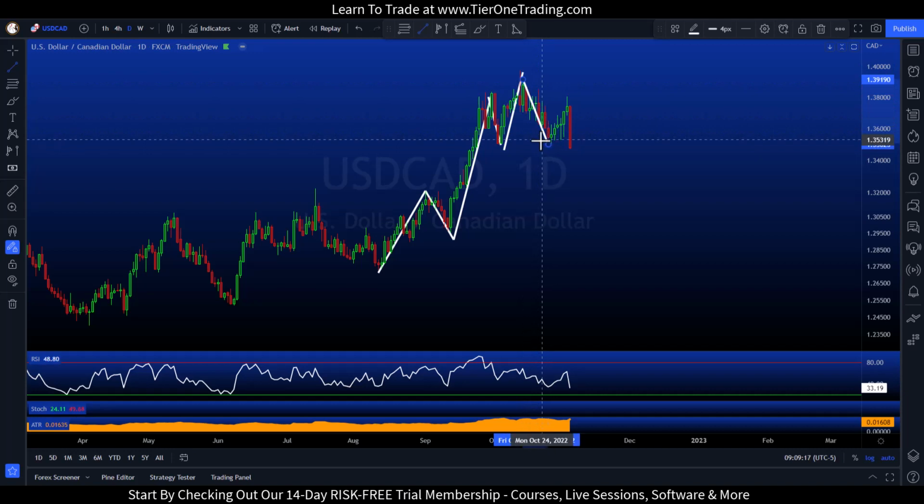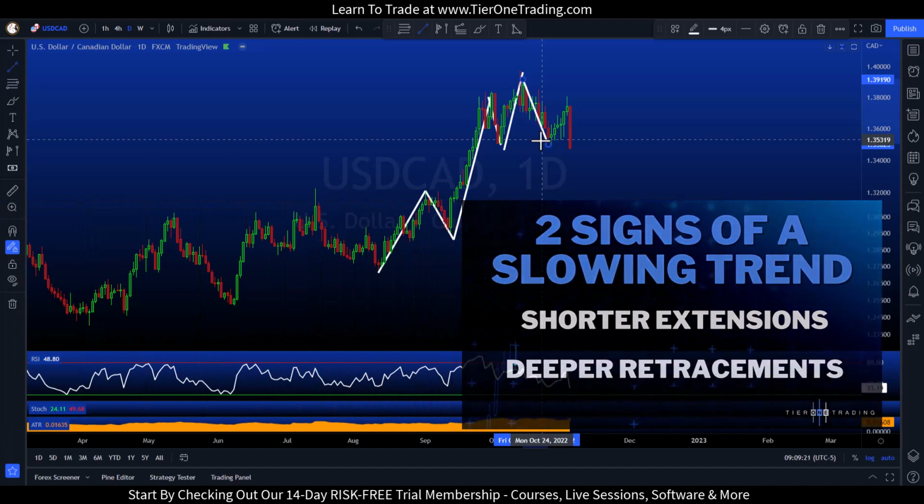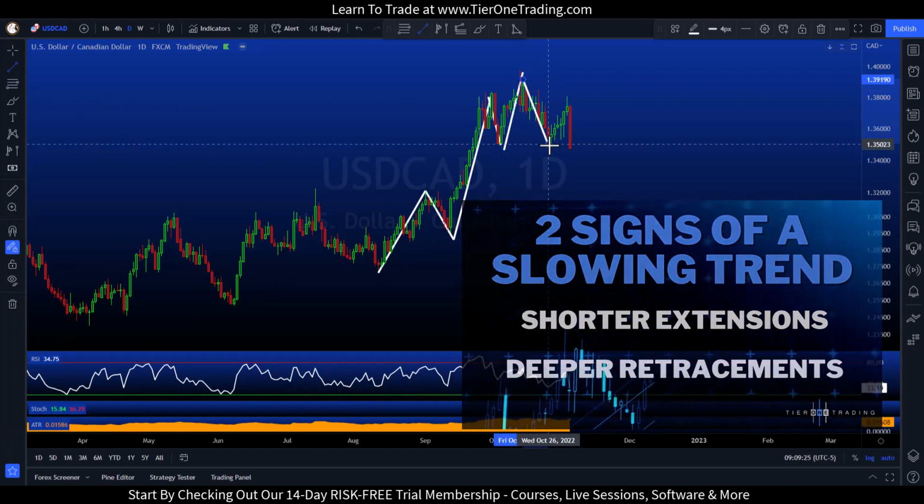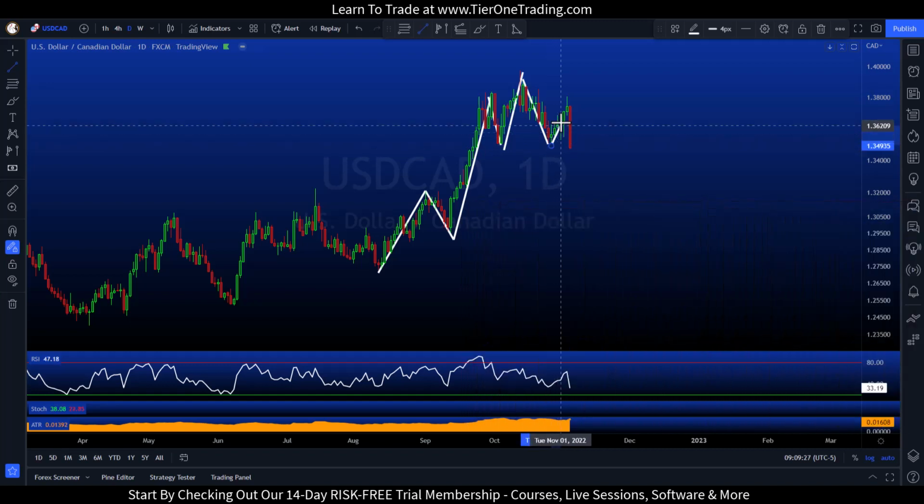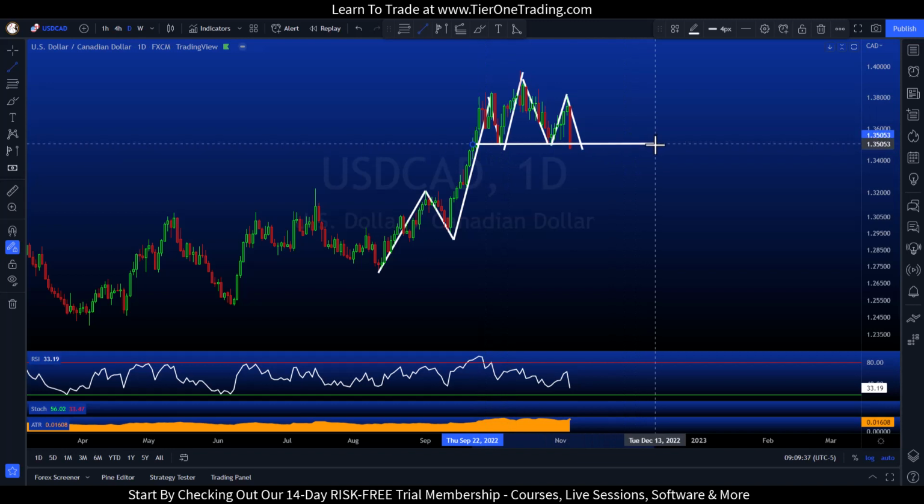A deep retracement is another sign for a slowing trend. So two signs for a slowing trend. One, shorter extensions. Two, deeper retracements. Then we have a failed extension here. You can see the price tries to push up, but fails to reach our previous highs. And then we have another move back down, ultimately breaking our neckline.